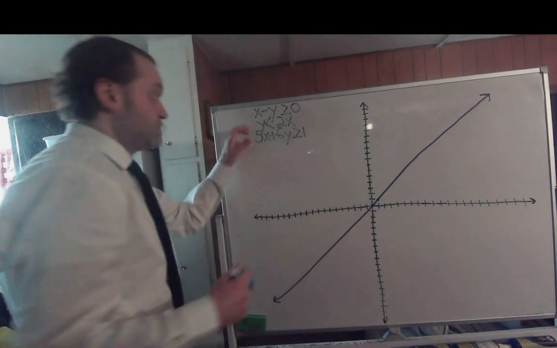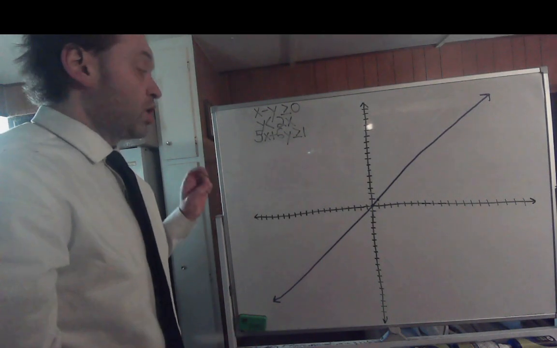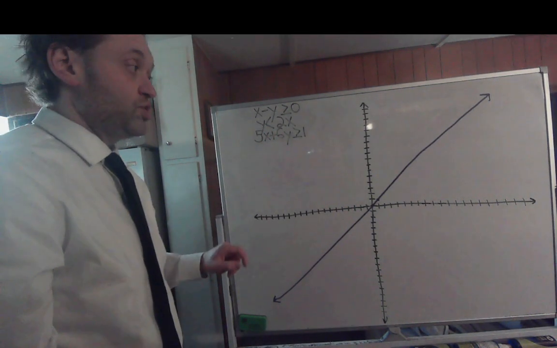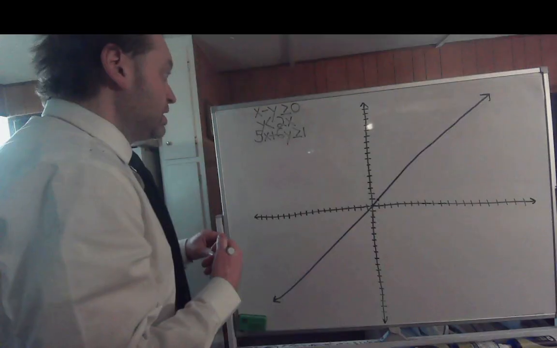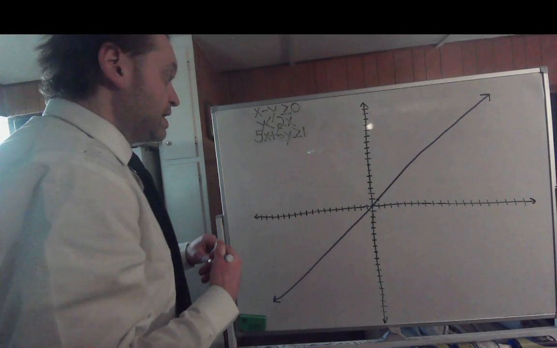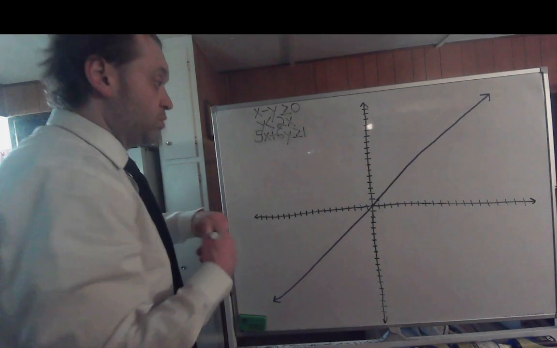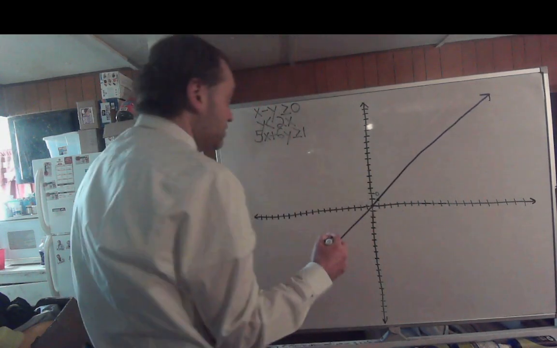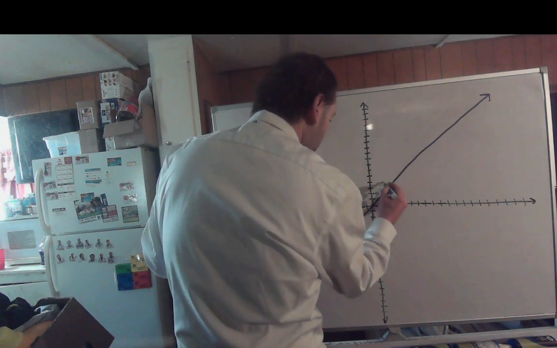Now, what about y is less than 2x? Since it just has the less than component, we're only going to draw a dotted line, since that would not be part of your solution. So of course 0, 0 is part of it. But if you were to pick a second point, we could pick 1, 2, draw an open circle there, since that's also not part of your solution. Then draw a dotted line through those points.